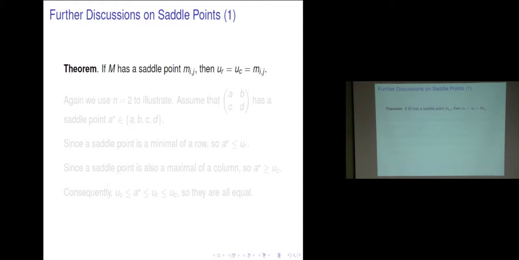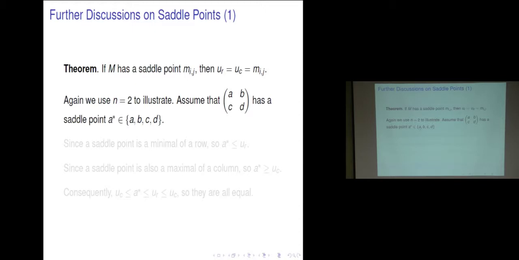Now, after we introduce these two values, U_R and U_C, if they happen to be equal, then we will have a saddle point. In general, it's less than or equal to, but when there is a saddle point, they are equal. So if M has a saddle point, then the two values are both equal to the value at the saddle point. Again, we use n equal 2 to illustrate.